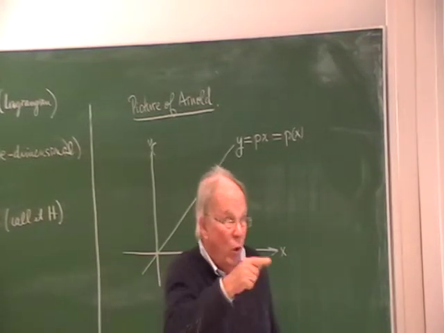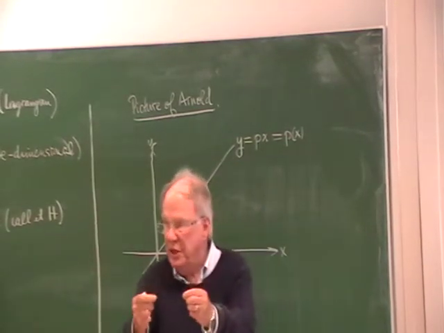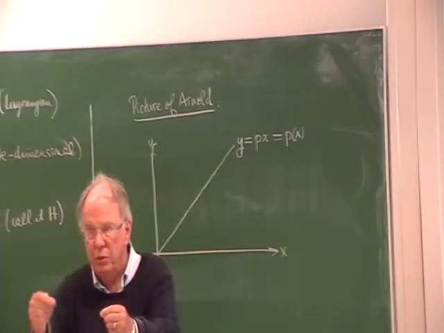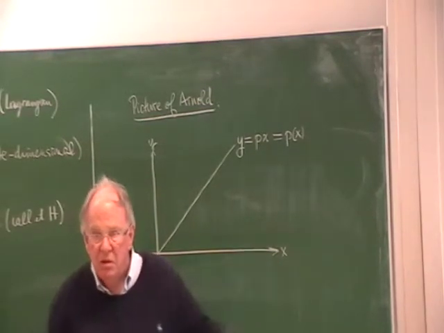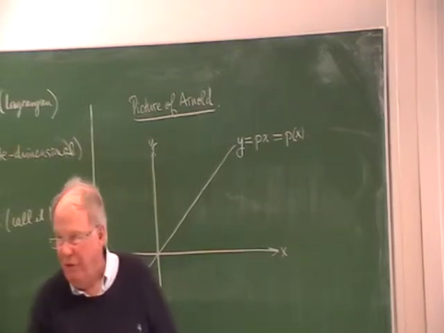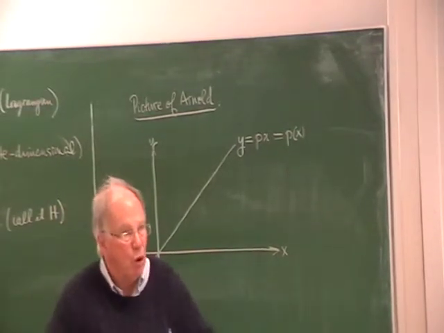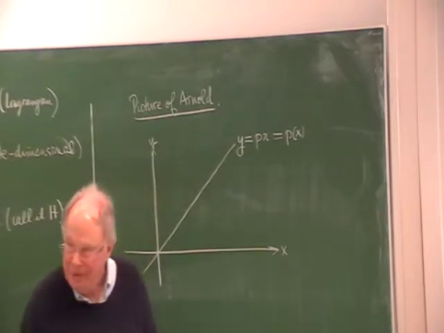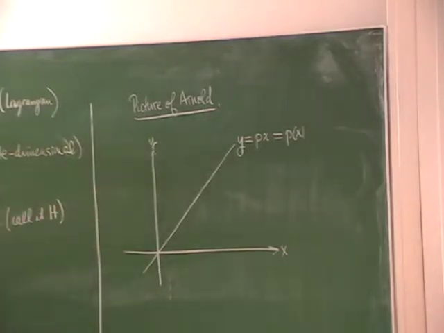When you write a line, y equals P times x, P times x means P1 times x1, P2 times x2, and so on, right? P is P of x. It's the linear functional P applied to the point x. But isn't P a linear function on x? Isn't P a linear functional on x?